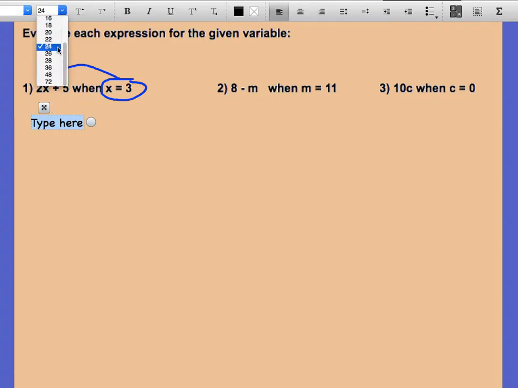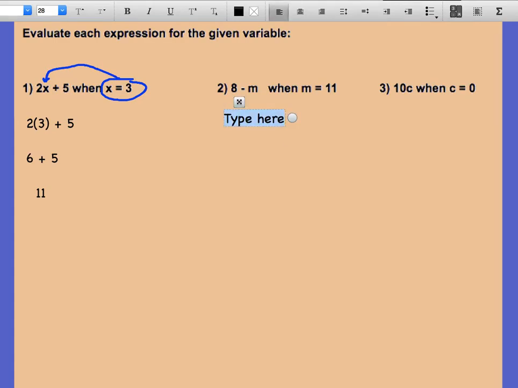So instead of x, we'll go ahead and use 3. So 2, and we'll show the substitution with parentheses, (3) plus 5. Remember that that means to multiply. So 2 times 3 is 6, plus 5. When we evaluate, we get 11.